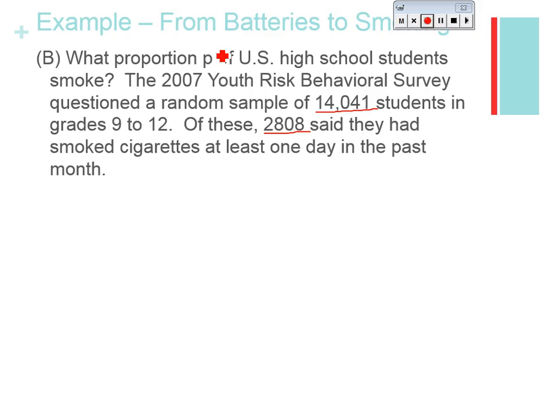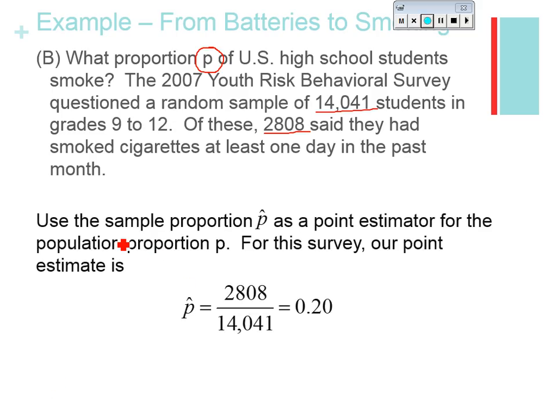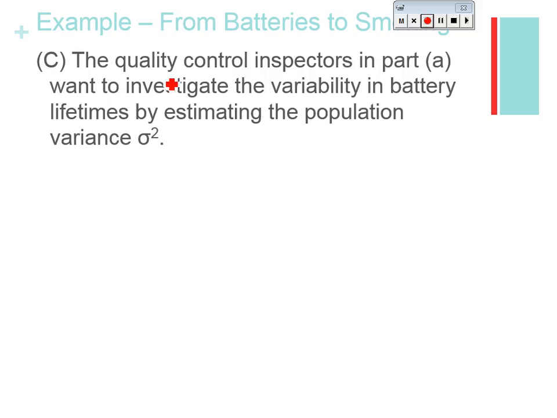So keep in mind with this, we're talking about categorical data here. So we would want to use the sample proportion as the point estimator. In that case, we're talking about p hat. And then the point estimate would be, what's that value of p hat? So to find the value of p hat, we would take this 2,808 divided by 14,041, which comes out to be roughly 0.20.